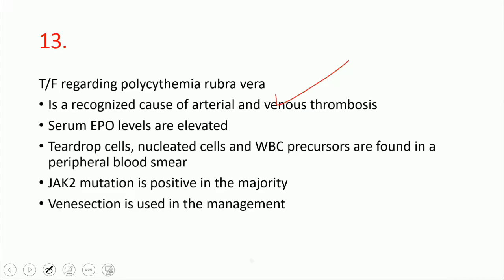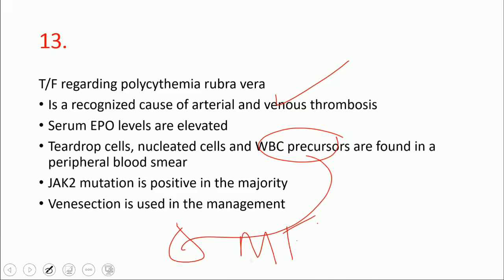If you look at the blood film, you will see a whole load of red cells, packed red cells, right? With teardrop cells, nucleated cells, WBC precursors, these are seen mostly in myelofibrosis, not in polycythemia rubra. These are typical findings in myelofibrosis.